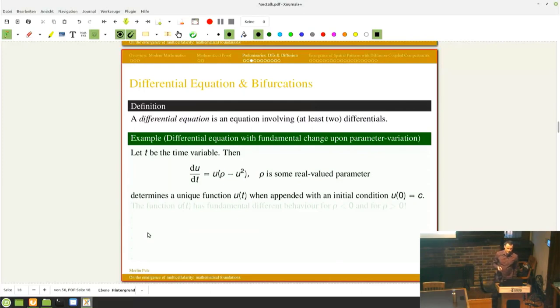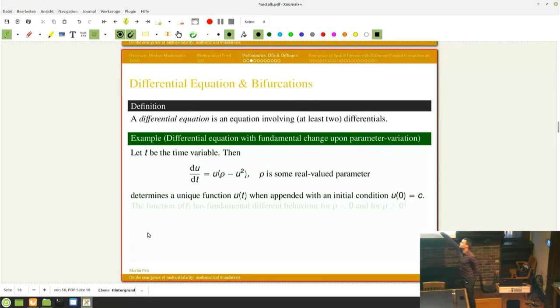Okay. And here's an example of such a differential equation where we have a slope in time, a time derivative, of the function u, and this function is what we want to find. It equals u, the function itself, times rho minus u squared, and rho is just a parameter depending on your application, right? This equation comes up in many different areas like population dynamics, in physics. This is a very generic form of a certain behavior, and I want to show you what behavior this equation is going to produce.